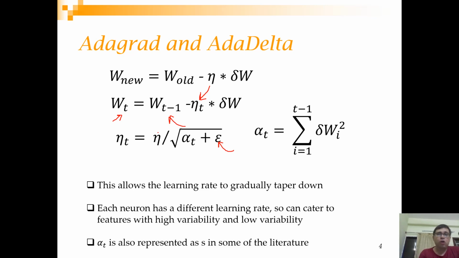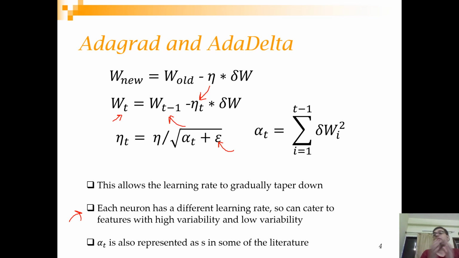Okay, so the most important advantage, as I was telling, is that each neuron can have a different learning rate. So this is the most important thing. Not only for each iteration are we having a different learning rate, but each neuron can learn at its own pace. This gives another very important advantage: you will have some features which have very high variability, and some features which have very low variability.